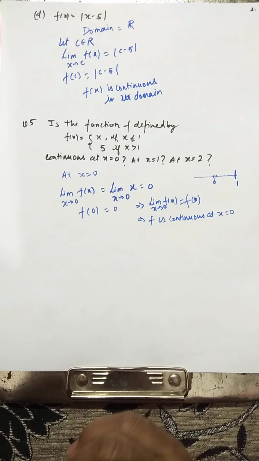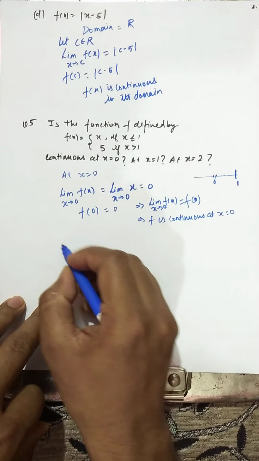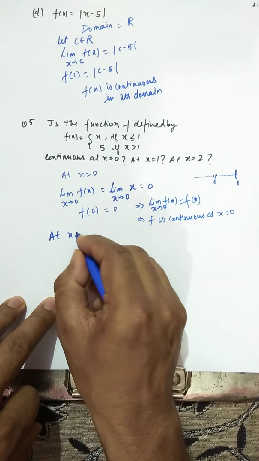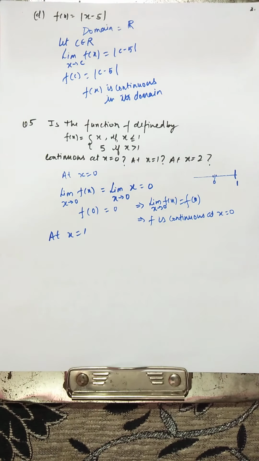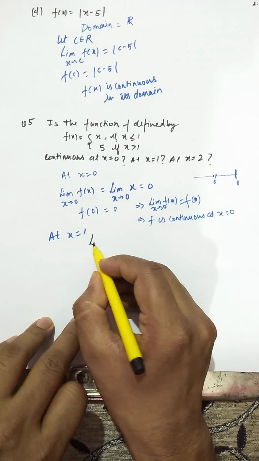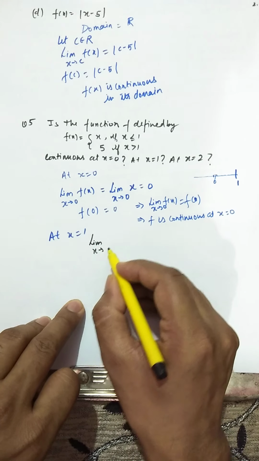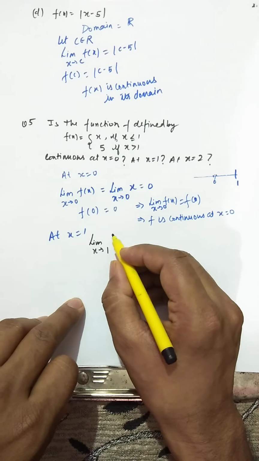Now I am taking one more part, x equal to 1. At x equal to 1, we'll see how this function works. So take limit x tends to 1 of f(x).